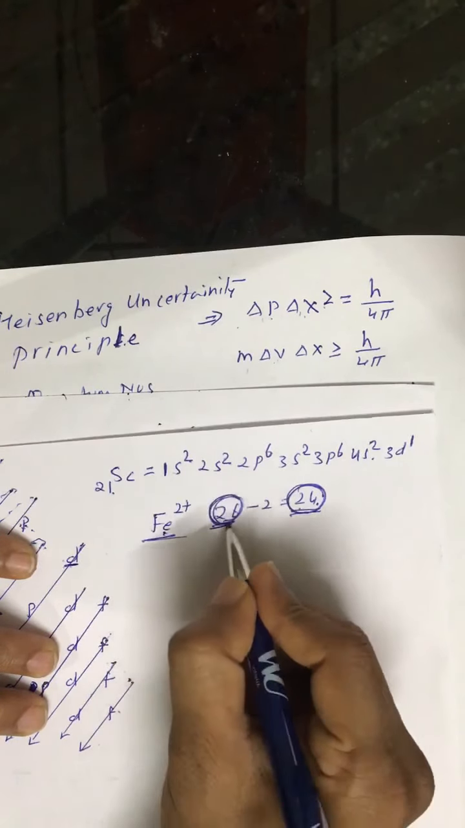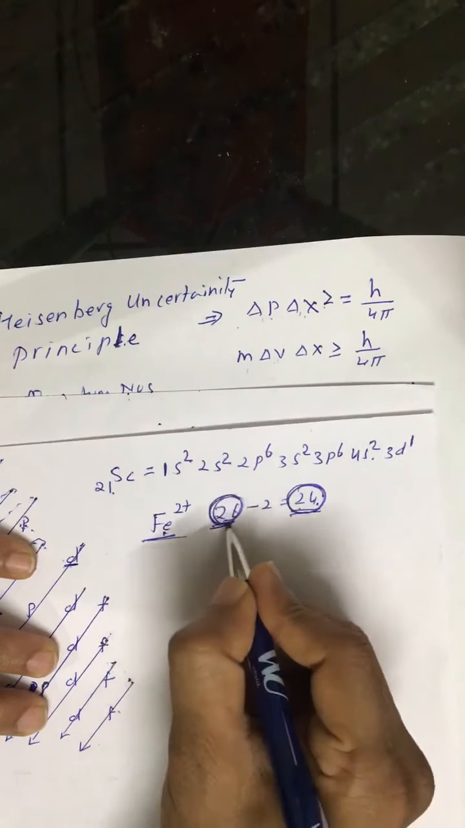We have 3d 4s2, and the energy difference between 3d and 4s is less. Now if chromium acquires one electron from 4s to 3d, what will happen? It will acquire the configuration of 3d5, that is half filled, which is comparatively more stable. That is why in case of chromium, this is not the correct configuration. Rather, we observe 3d5 4s1.